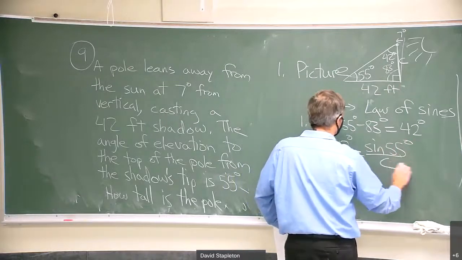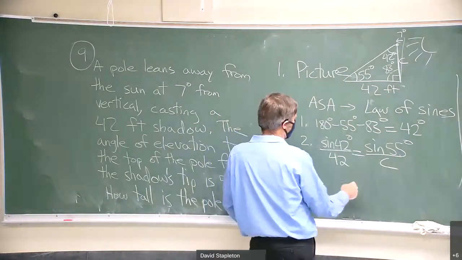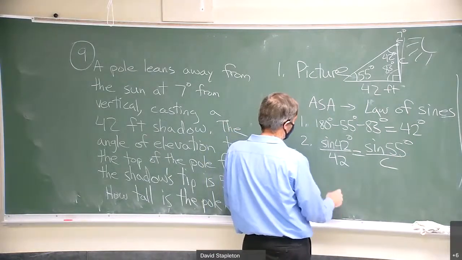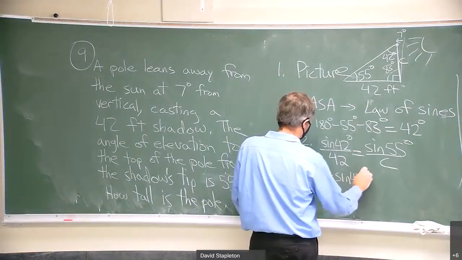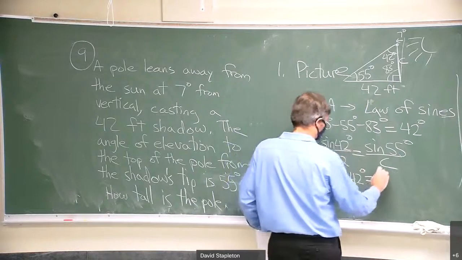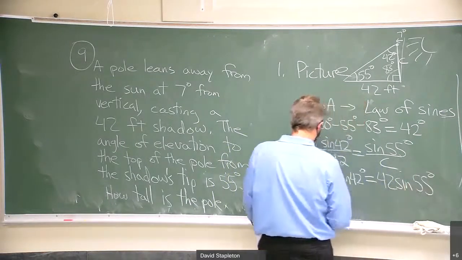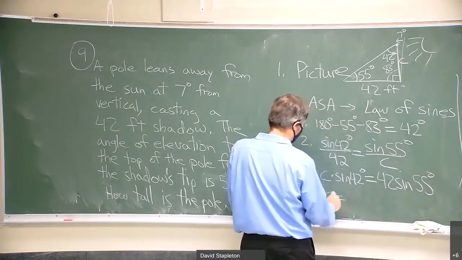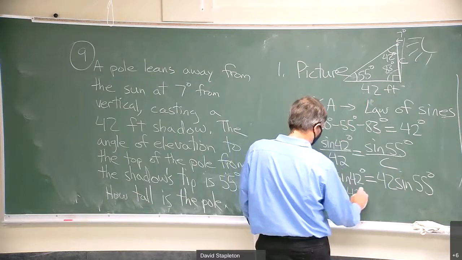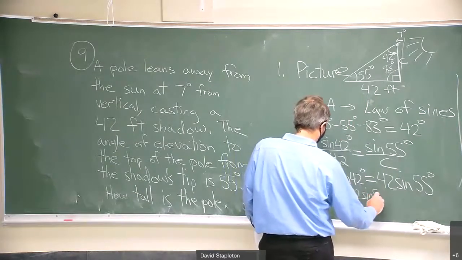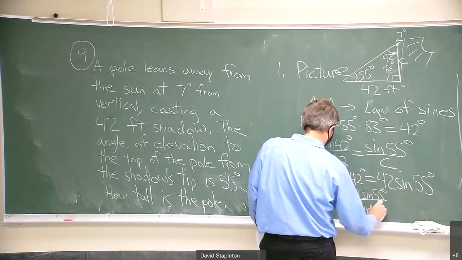Everything in here but C is known now. I can solve for C. Again, you can take reciprocals or you can cross multiply. It doesn't matter. Suppose we cross multiply just for fun this time, just to do it differently for people who like that. C times sine 42 degrees equals 42 sine 55 degrees. We divide by sine 42 on both sides, canceling it on the left. That gives us that C is equal to 42 sine 55 degrees over sine 42 degrees, right?